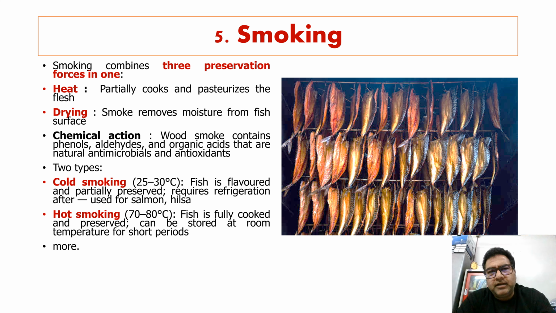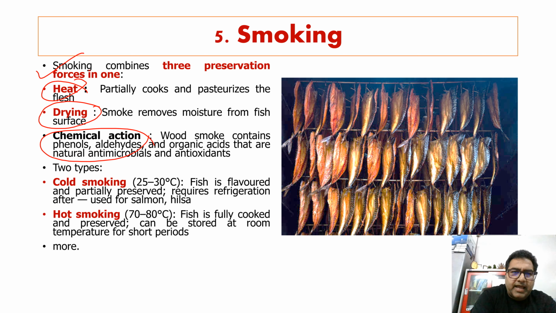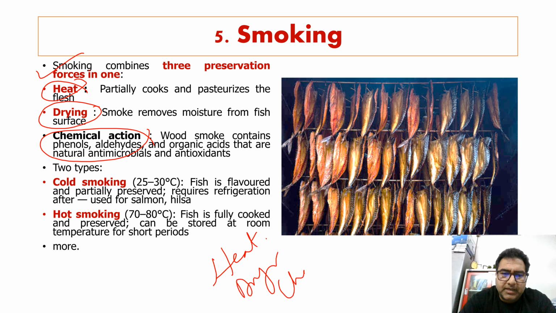The fifth important point of fish preservation is smoking. I was talking about it on the earlier slide as well. In smoking, there are two aspects: one is the heat and the other is the smoke. Two things play an important role. So smoking combines three preservation forces in one. One is heat, the other is drying, and the third is chemical action. Heat partially cooks and pasteurizes the flesh.